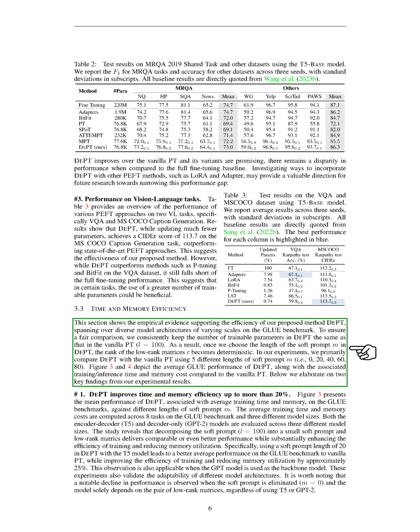Time and memory efficiency. We provide empirical evidence supporting the efficiency of our proposed method DePT across various model architectures of different scales on the GLUE benchmark. To ensure a fair comparison, we kept the number of trainable parameters in DePT the same as that in the standard PT. As a result, once we choose the length of the soft prompt in DePT, the rank of the low-rank matrices becomes deterministic. In our experiments, we primarily compared DePT with the standard PT using 5 different lengths of soft prompt. We provide a visual representation of the average GLUE performance of DePT, along with the associated training, inference time and memory cost compared to the standard PT.